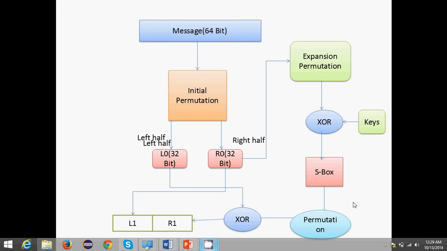This is continued for 16 times, and then we'll be left with L16 and R16, which is the encrypted message.